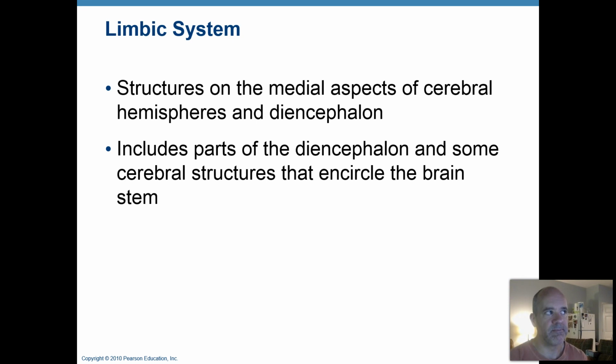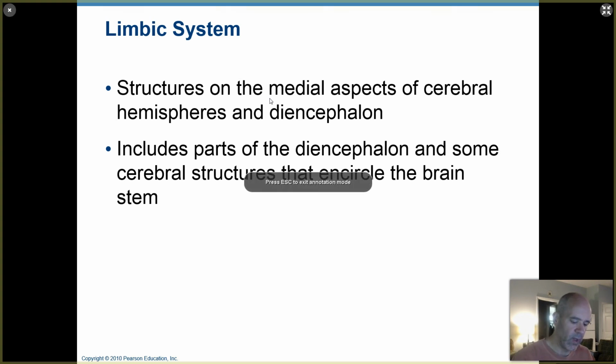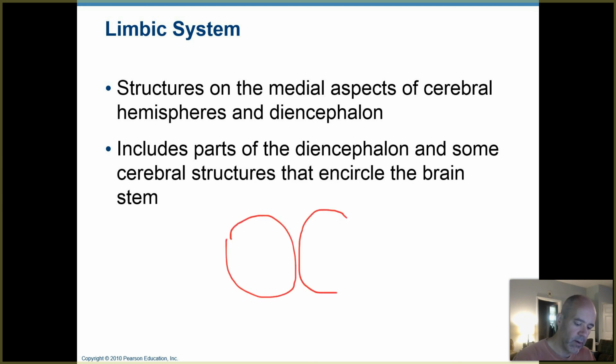Okay, so outside of, or including parts of, the diencephalon, there's an area of the brain called the limbic system. This area includes some structures on the medial aspects of the cerebral hemispheres. If we made a coronal section, with the right side of the brain over here, the left side over here, and the longitudinal fissure running right down the center, the medial aspects of the hemispheres would be in here.